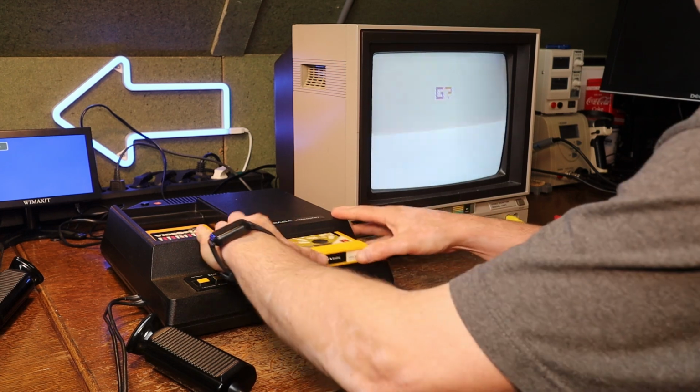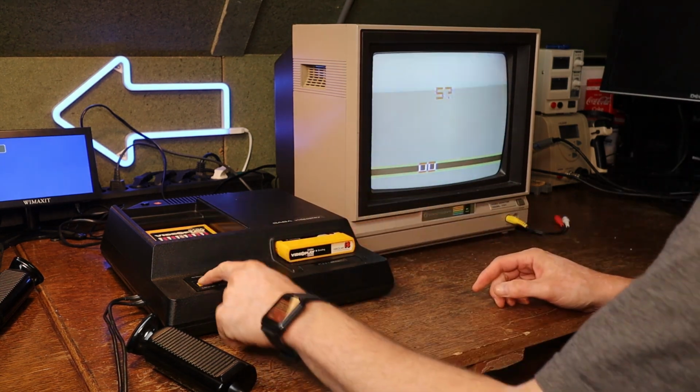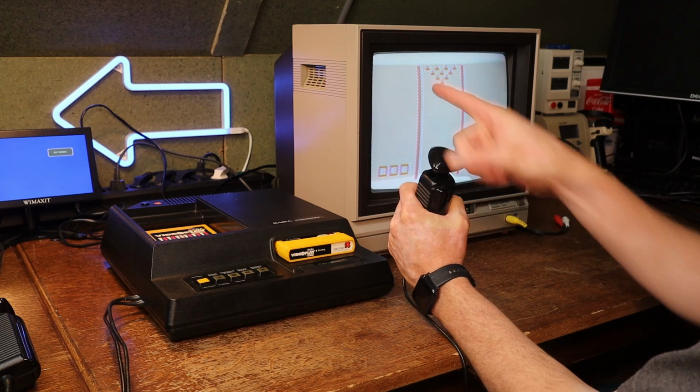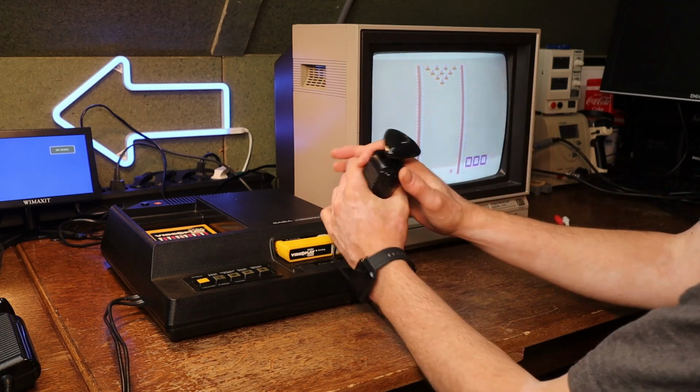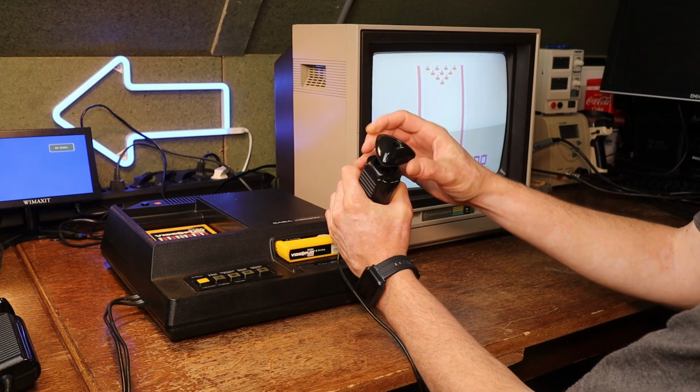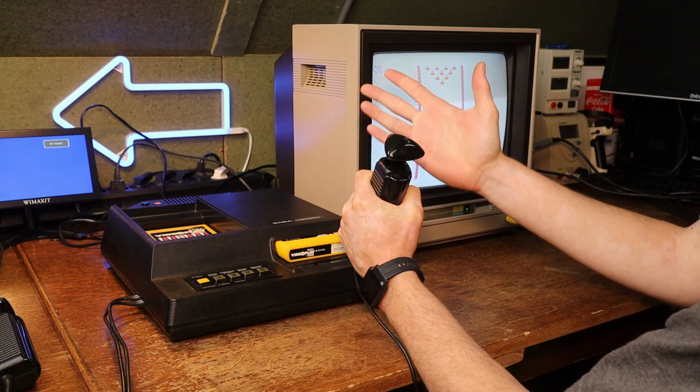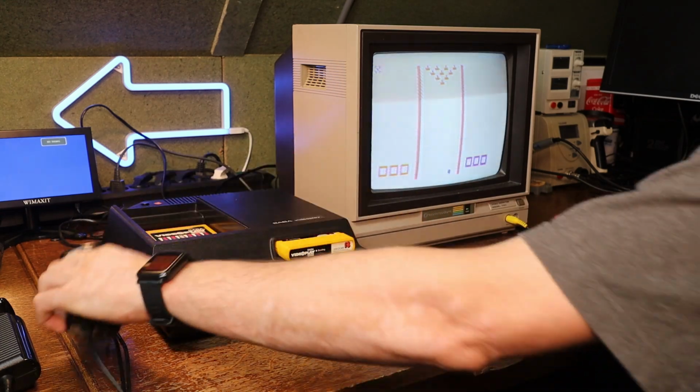Alright, let's play some bowling for this video. The ball will keep going left and right until I press up, and then it will go towards the pins, and then I can rotate and change the direction of the ball. That's a strike. Nice.